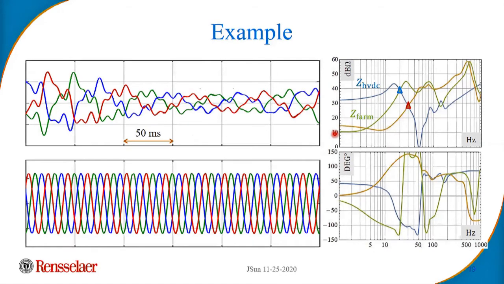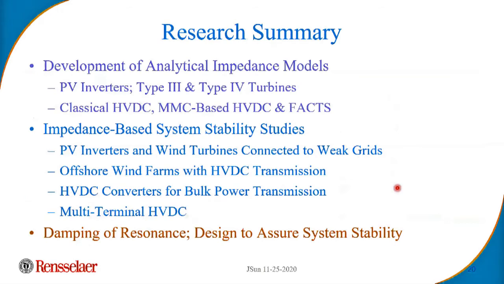So we spent a lot of time doing the modeling work behind this. This is a summary of the work we've been doing for the last 10 years. Again, you see modeling of different types of converters and converter systems: PV inverters, type 3 and type 4 turbines, different HVDC converters. And then use of the models in conjunction with system stability theory to study different systems.